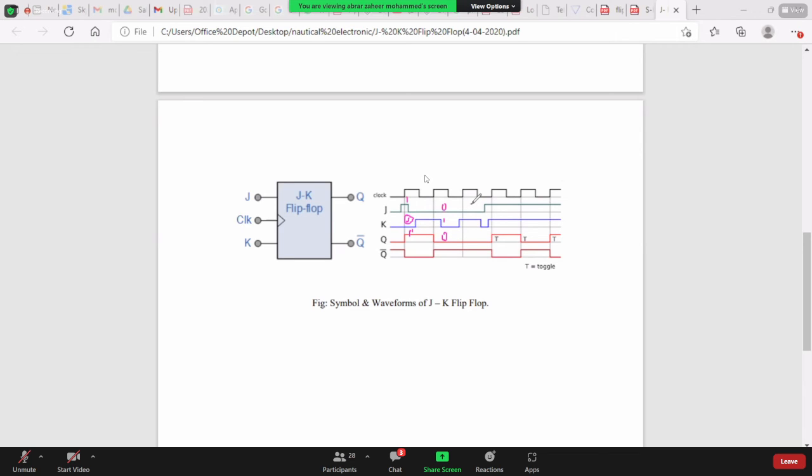When J is 0 and K is 1, output Q is 0. When J is 1 and K is 1, output is toggling from 0 to 1. When J is 1 and K is 1, output is toggling from 1 to 0. Again, J is 1, K is 1, output is toggling from 0 to 1. So in this way, we are getting the output for the JK flip-flop.